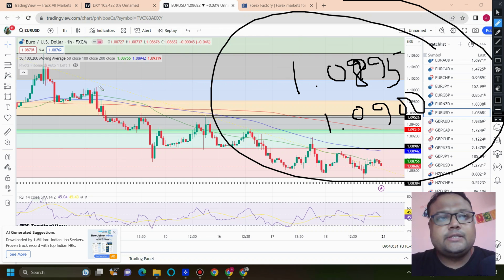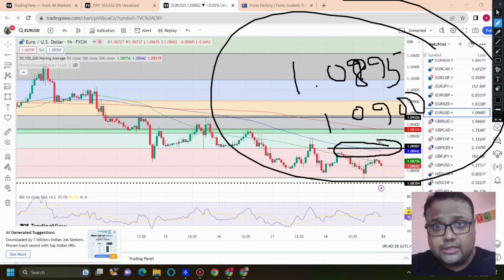Why do we have the first resistance? We have the FIBO 23.6% retracement level. Along with that, we also have the 100 moving average. It can be 1.0890 also.